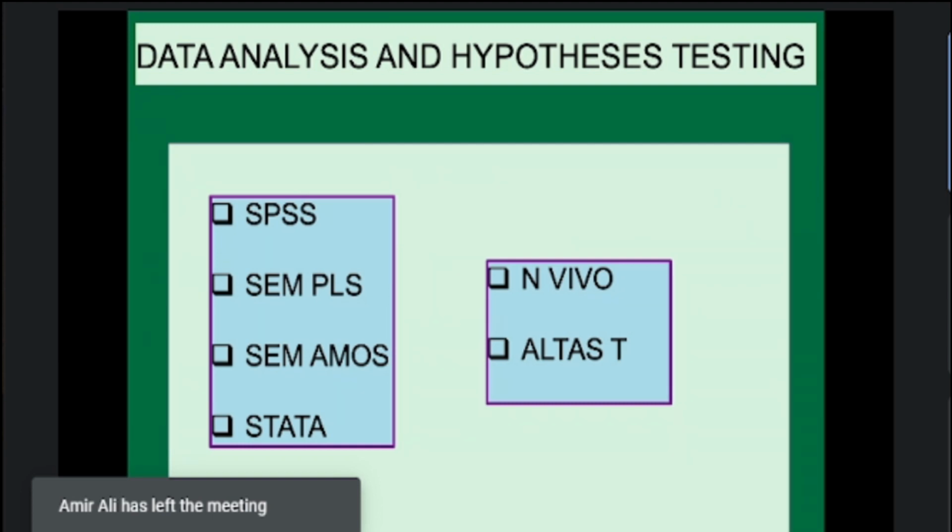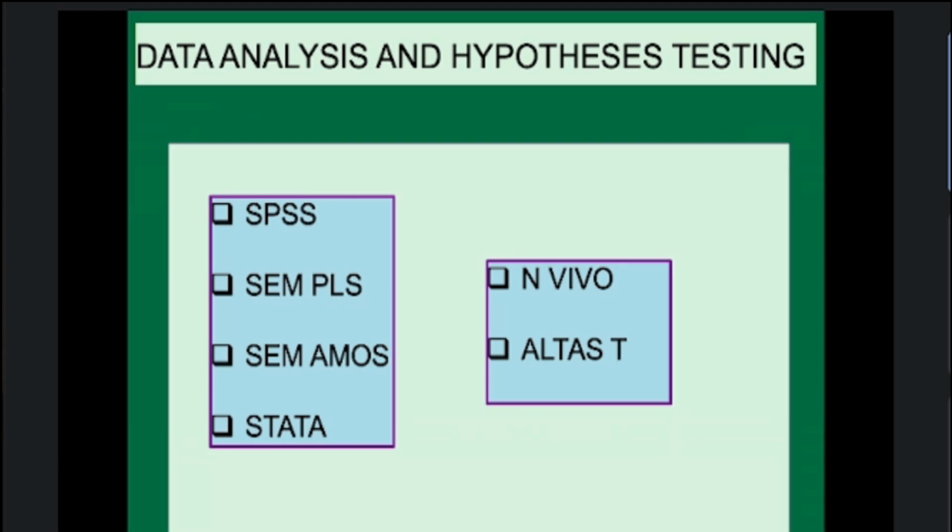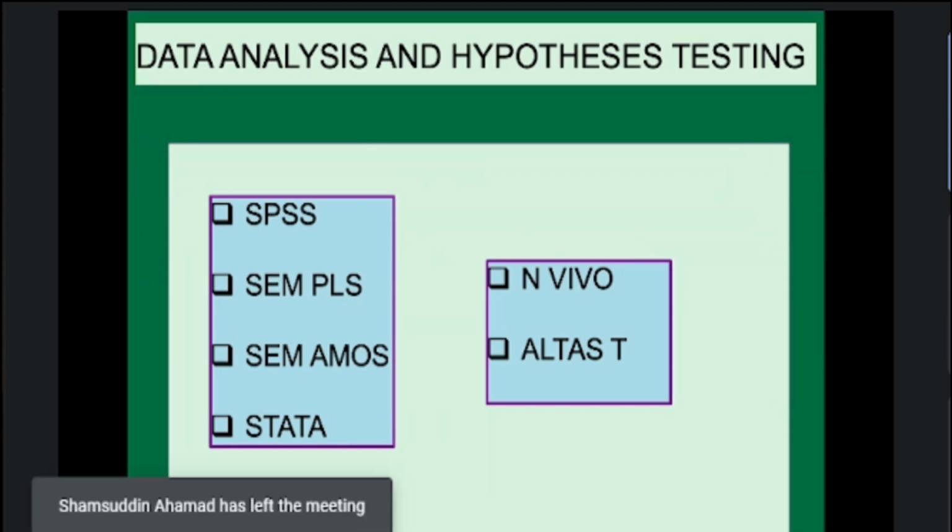So data analysis, definitely you have to do it using software. Qualitative studies can now be analyzed with software, and there is very efficient software available. NVivo and ATLAS.ti are available. It's not Atlas, it's ATLAS.ti. Sorry. So hypothesis testing or data analysis can be done using software.